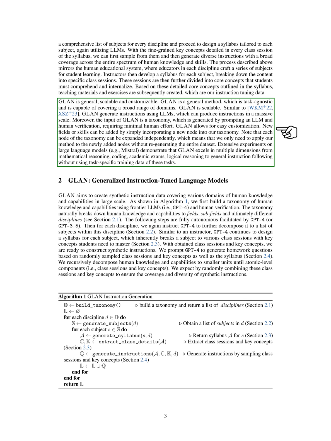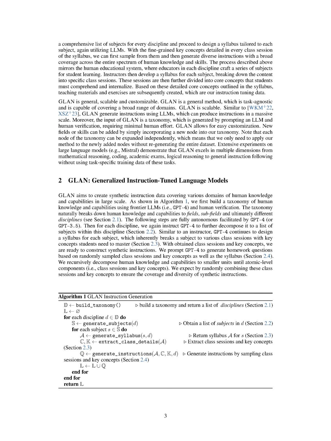GLAN stands out for being general, scalable, and customizable. It is task-agnostic, capable of covering a wide range of domains, and can generate instructions on a massive scale with minimal human effort. Additionally, GLAN allows for easy customization by adding new fields or skills to our taxonomy. Through extensive experiments with large language models, such as Mistral, we demonstrate that GLAN excels in various dimensions, including mathematical reasoning, coding, academic exams, logical reasoning, and general instruction following, without relying on task-specific training data.